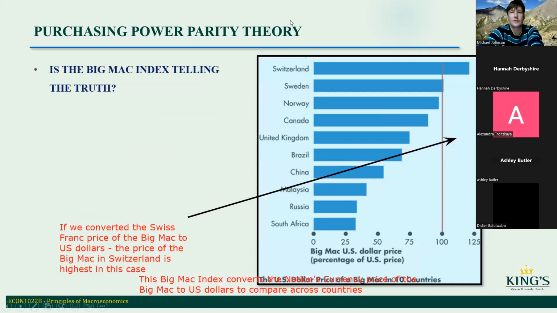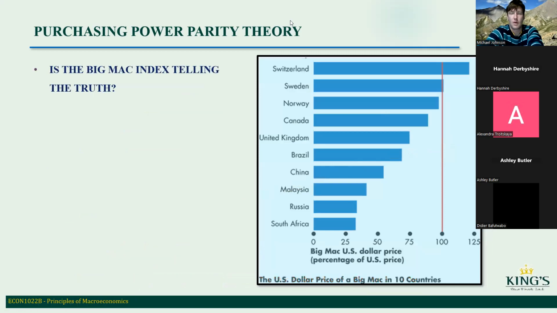So is the Big Mac index telling the truth? I'll ask the class, do you think it's a good measure of the purchasing power of a currency? Not really, because the price of the Big Mac by itself can change a lot depending on the logistics, how the meat's getting there. It can be good for shock value, but it should be something more universal, like housing.